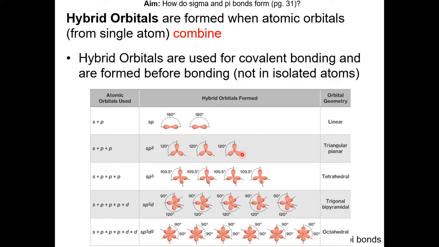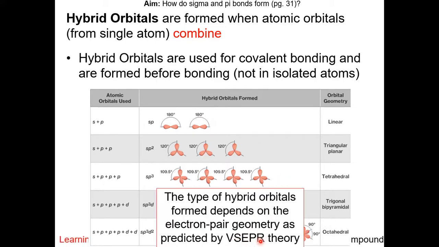So here are some examples of hybrid orbitals depending on the atomic orbitals used. These diagrams should look familiar to you. They are from the VSEPR theory. The type of hybrid orbitals formed depends on the electron pair geometry as predicted by the VSEPR theory. Now we're going to look at some examples of how hybridization works.